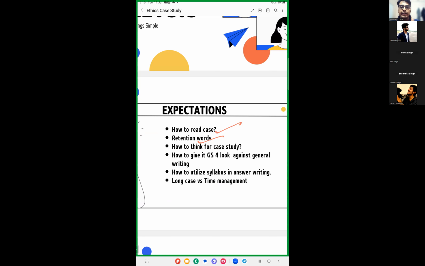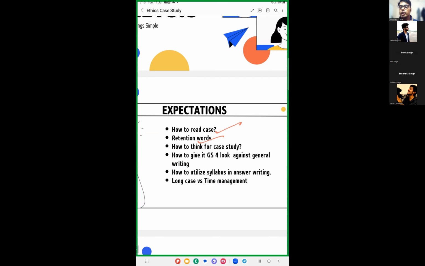Second, retention words. Retention words are those words which should be directly utilized while answering the case studies. They might be encircled, but even if not encircled, they might be utilized during answer writing. Third thing, how to think for the case study. We will learn that while solving the case study in the first half or second half of the session. We will be focusing on this part only.